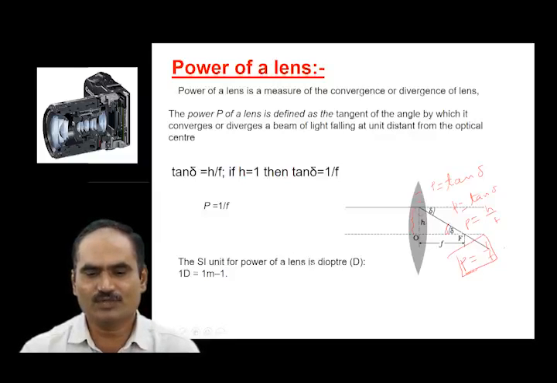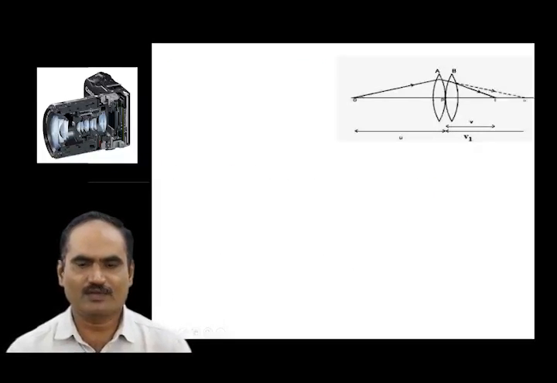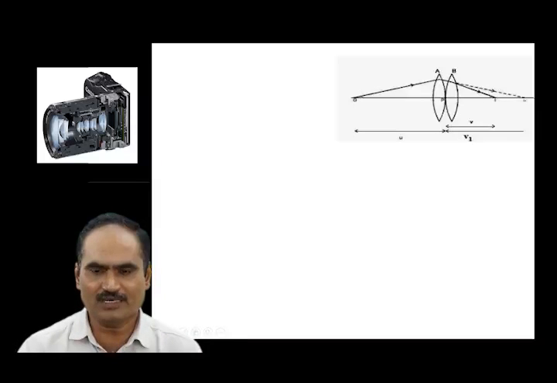If it is positive, it means a convex lens is to be used, and if it is negative, a concave lens is to be used. So in this way we can find out. Now let us go for a combination of thin lenses.